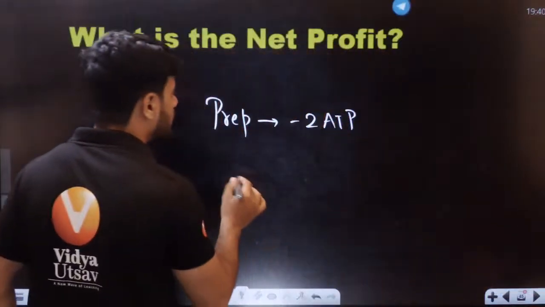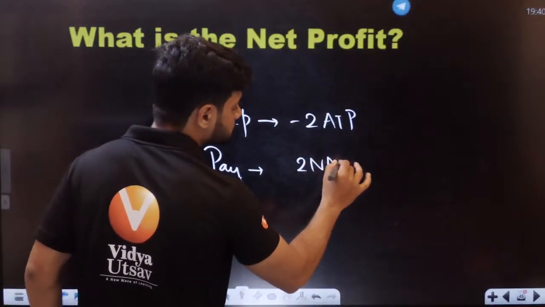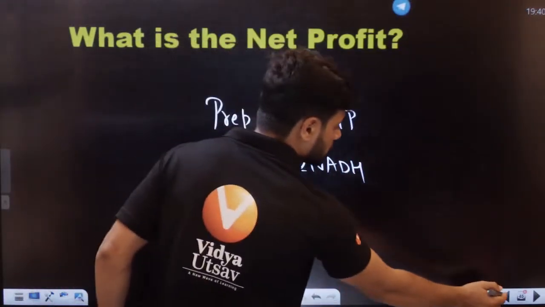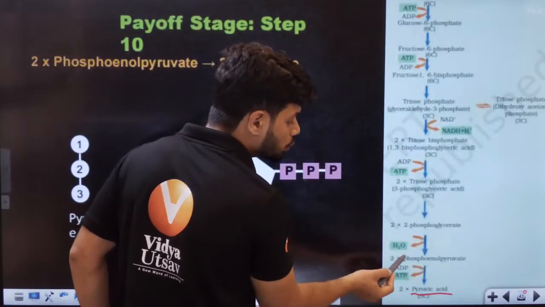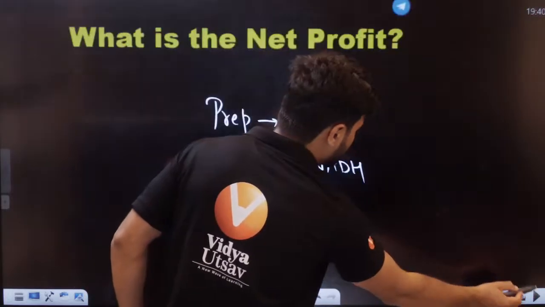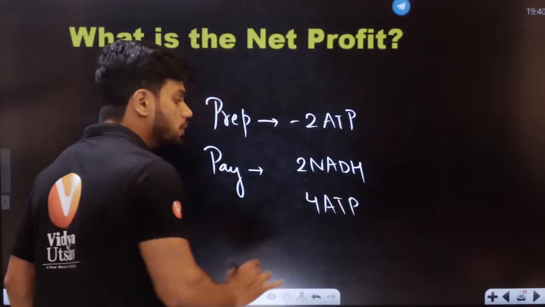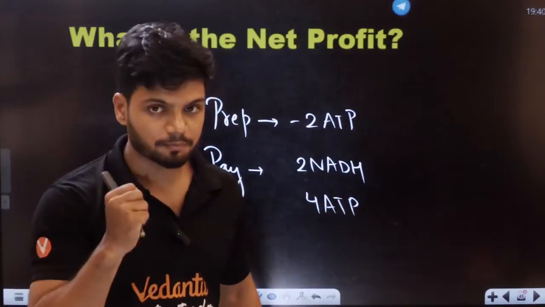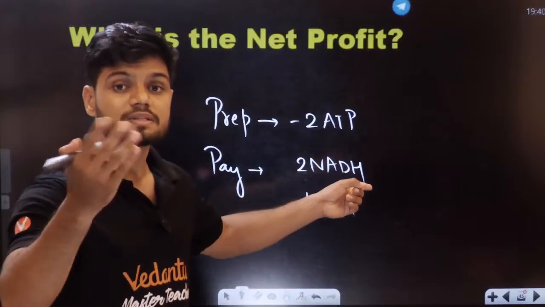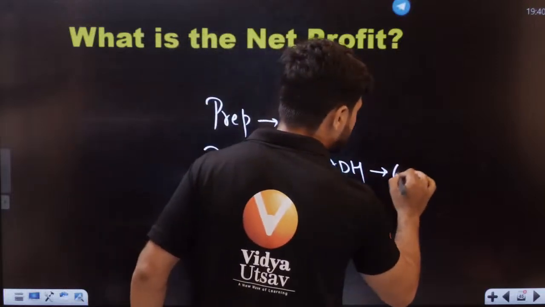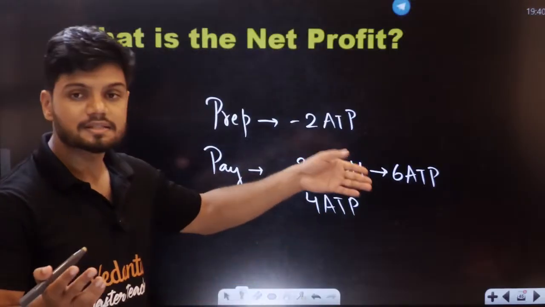Minus 2 ATP. Now in payoff, we get 2 NADH here, and 2 ATP here, 2 ATP. So in total we get 4 ATPs here. And I told you students, 1 NADH will give you 3 ATP. So 2 NADH will give you how much? 3 twos are 6 ATP. This will give you 6 ATP. 1 NADH gives 3 ATP, so 2 NADH will give you 6 ATP.